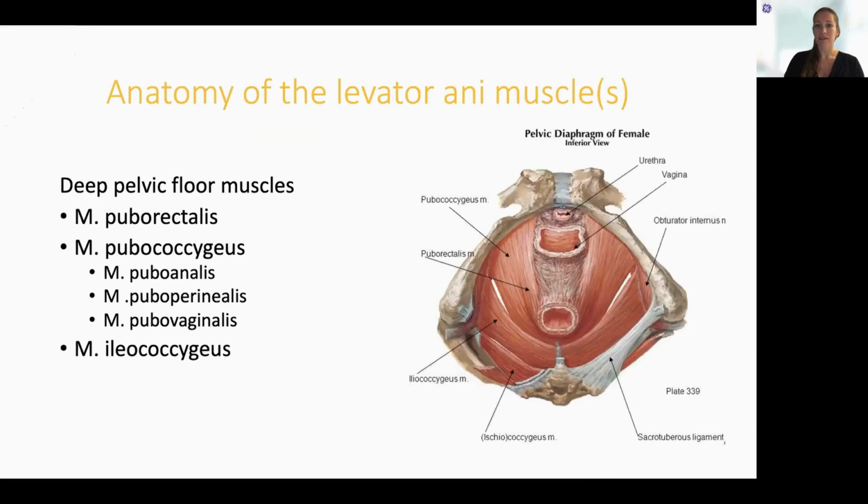There are three levator-ani muscles: the puborectalis muscle, which we can see here, and the pubococcygeus muscle, and both attach to the inferior ramus pubis. And then we see the iliococcygeus muscle, which attaches to the arcus tendineum of levator-ani muscles. And the pubococcygeus muscle consists of three parts: the puboanal muscle, puboperineal muscle, and pubovaginal muscle.